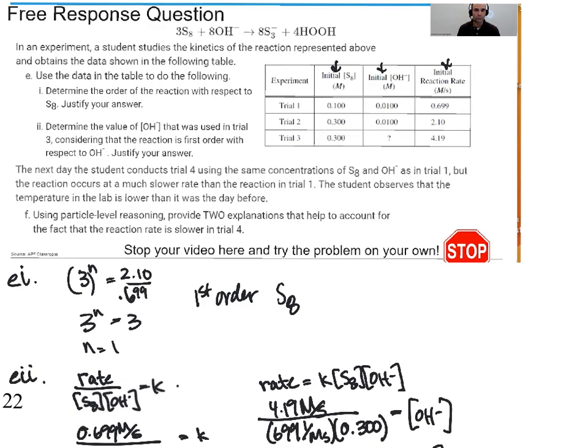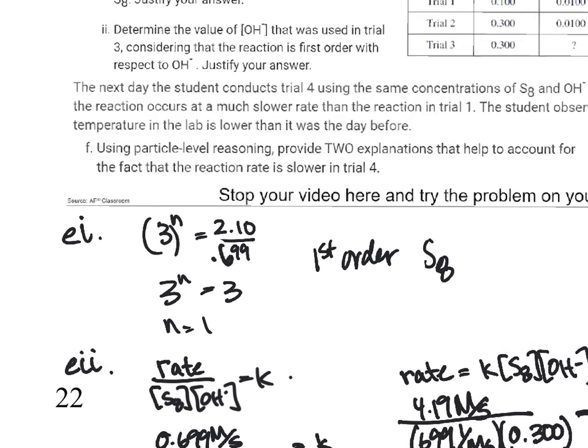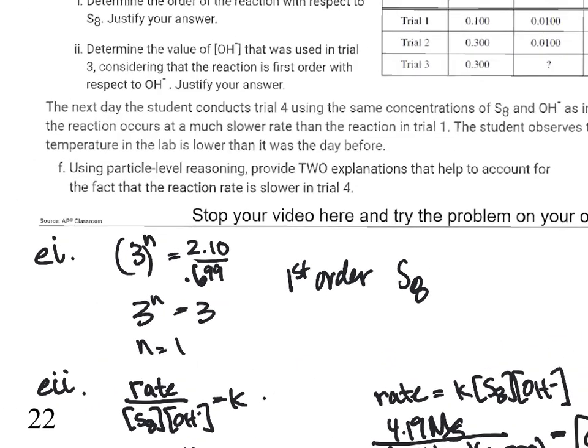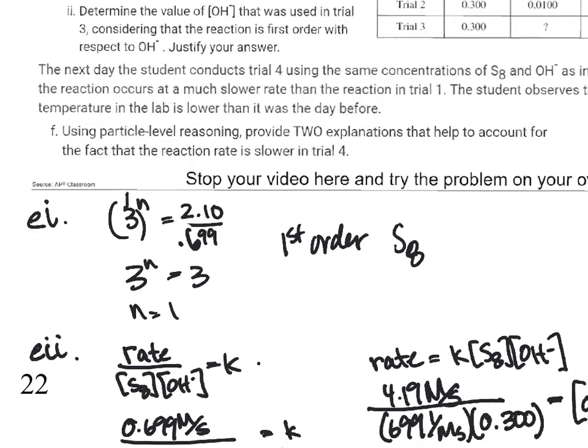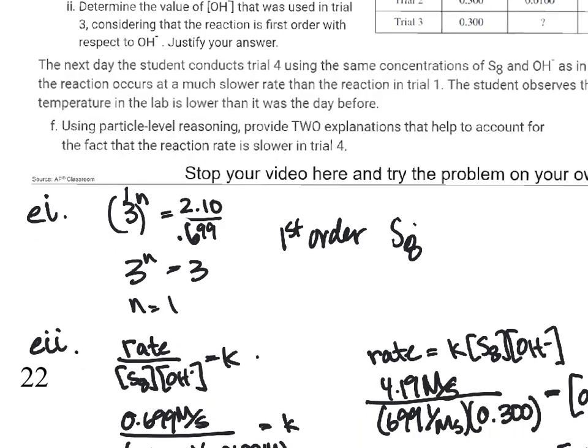There we go. So I'm noticing here that I've got 0.3 divided by 0.1, which is 3. So that's where I'm getting the 3 to the n. I did that math in my head. And then here I've got 2.10 divided by almost 0.7. Or if I move my decimal places over, that's 21 divided by 7, which is 3. And so that's how I'm getting my first order for S8.